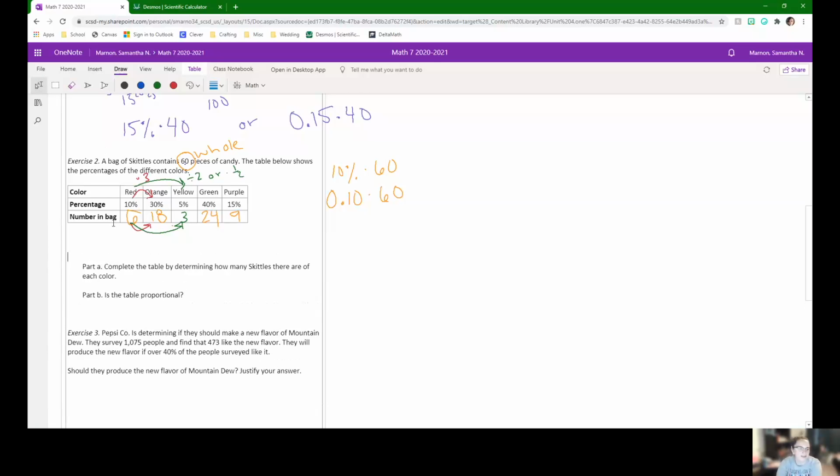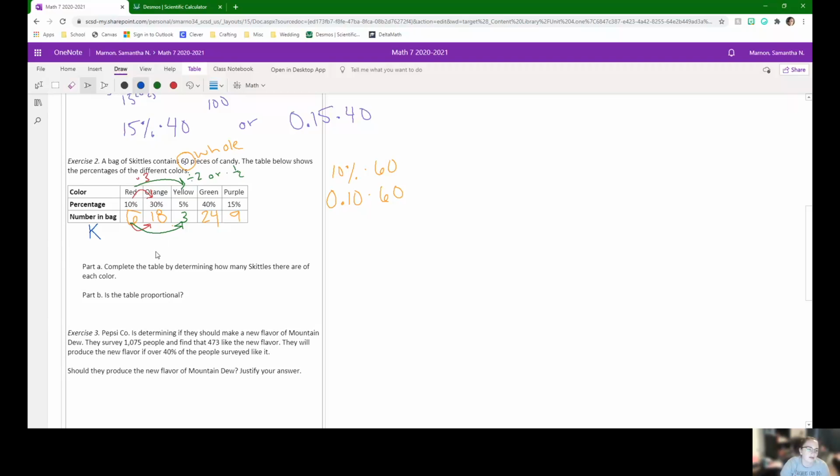Now part B says, is this table proportional? We kind of assumed it was to fill in the table, but if we wanted to check, we could do this unit rate the whole way. We could do 6 divided by 10, 18 divided by 30, 3 divided by 5, or if you'd rather do the decimal equivalent, 6 divided by 0.10, 18 divided by 0.3, and you will get that we do get the same unit rate all the way across. So I'm going to leave that for you guys to do.